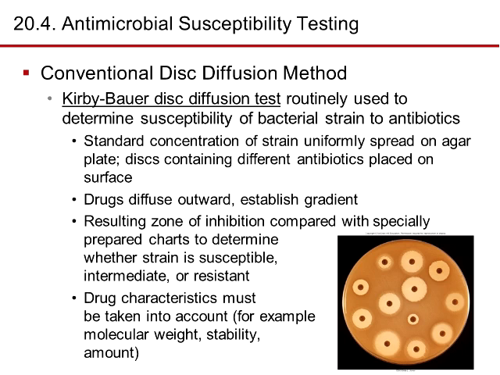So the drugs diffuse outwards and establish a gradient. The resulting zone of inhibition is compared with specially prepared charts to determine whether the strain is susceptible, intermediate, or resistant. Now, drug characteristics may be taken into account, for example, molecular weight, stability, that kind of thing.